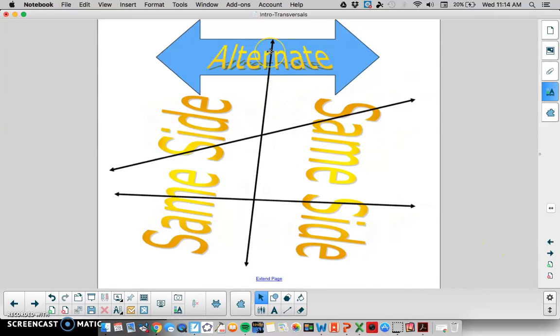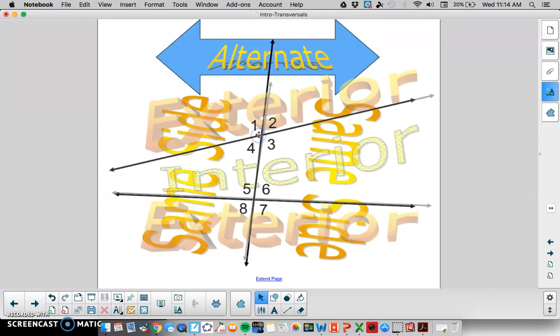Next, we have the spaces that are in reference to the transversal. So when two angles are on the same side of the transversal, we call those same side angles, or another word for that is consecutive. Or when they're on different sides of the transversal, we call those alternate. So when something is alternating, they're on different sides. So when we put those two pictures together, you can see we have our sets of angles here that are either interior or exterior, alternate or same side.